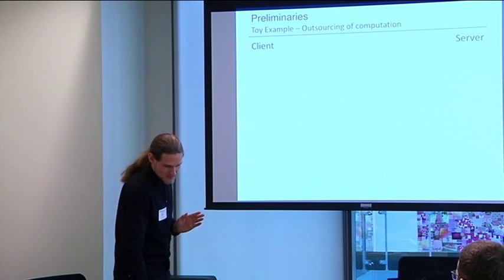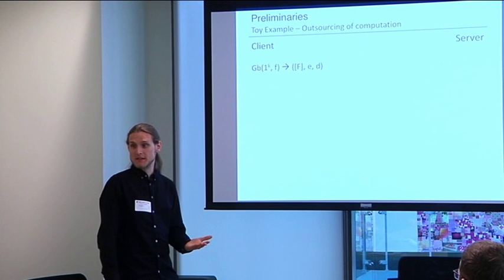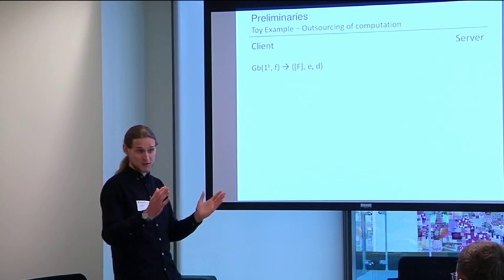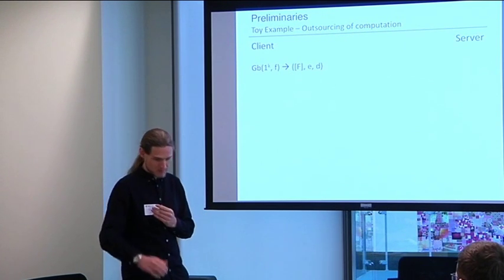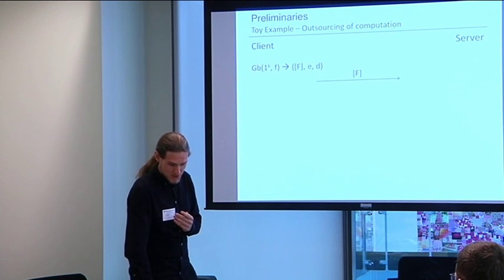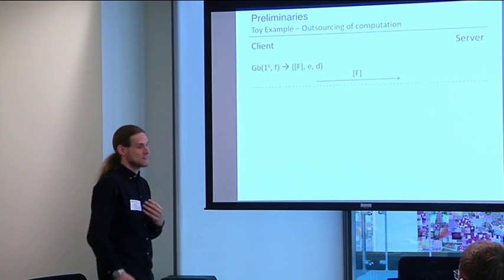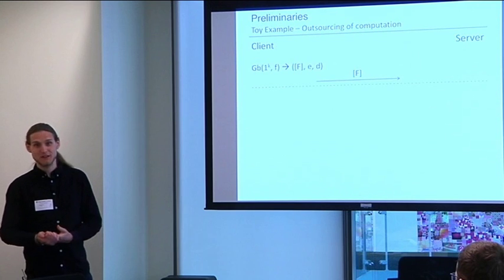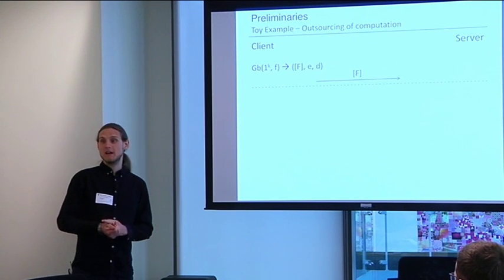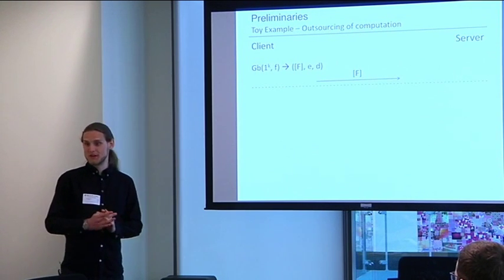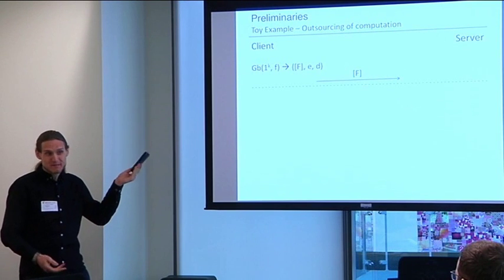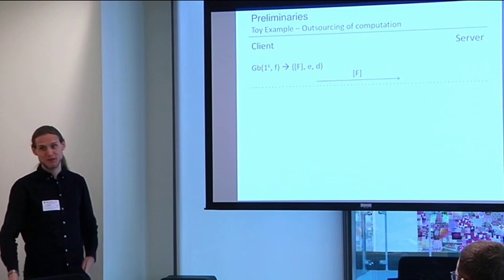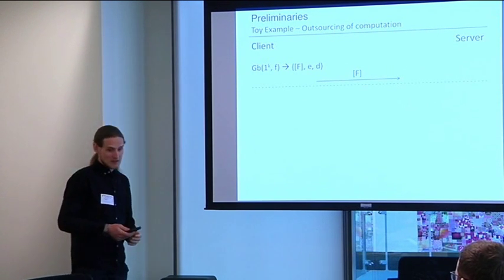So what happens is, at home, the client constructs a garbled circuit of a function he already knows. He doesn't know the input at this point. He then sends this garbled circuit to the server. Then some time goes by, he's out in the field collecting some data, which he needs to compute on. But he only has his phone with him, and that's not very powerful. It's not powerful enough to actually compute this function.